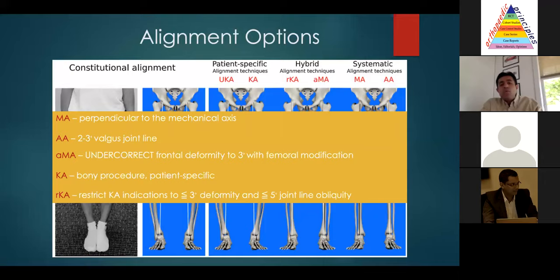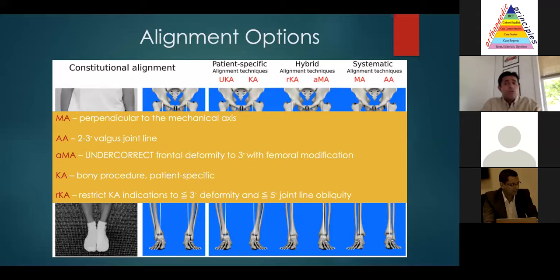In an anatomically aligned knee, you have some valgus in the joint line. In adjusted mechanical alignment, you are under-correcting the frontal or coronal plane deformity to within 3 degrees of neutral with femoral modification. In a kinematically aligned procedure, you're really focusing on the bones. You're not focusing on the soft tissues as much.